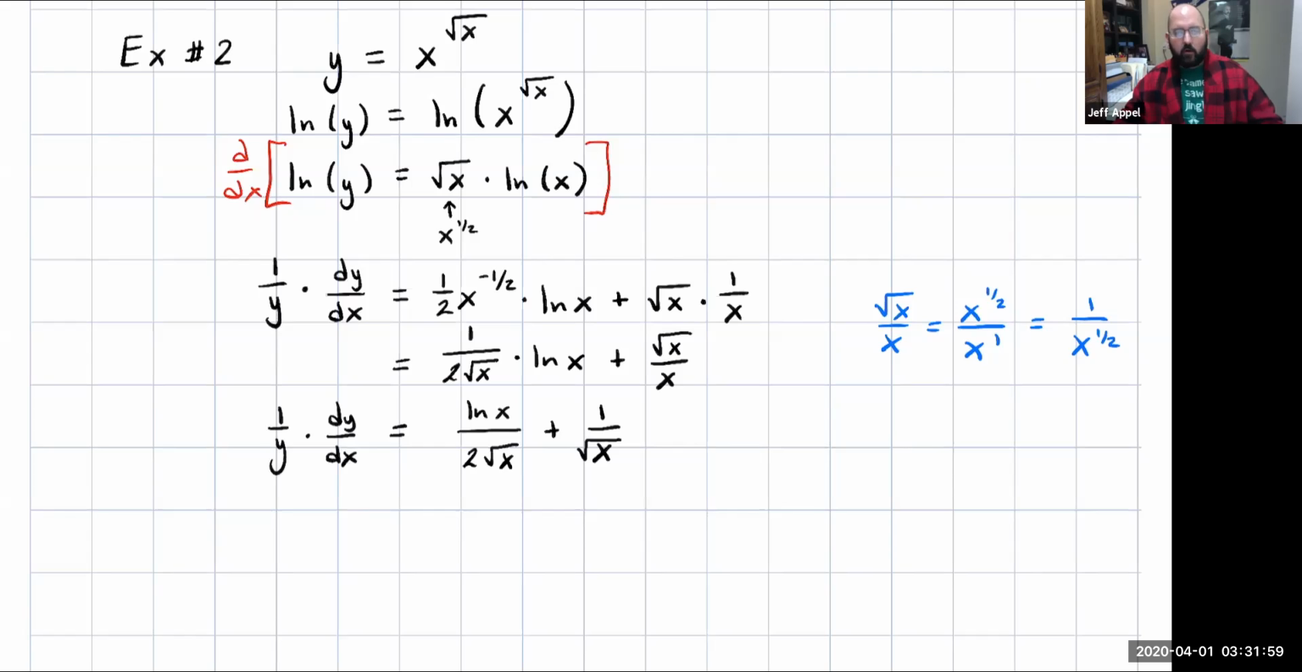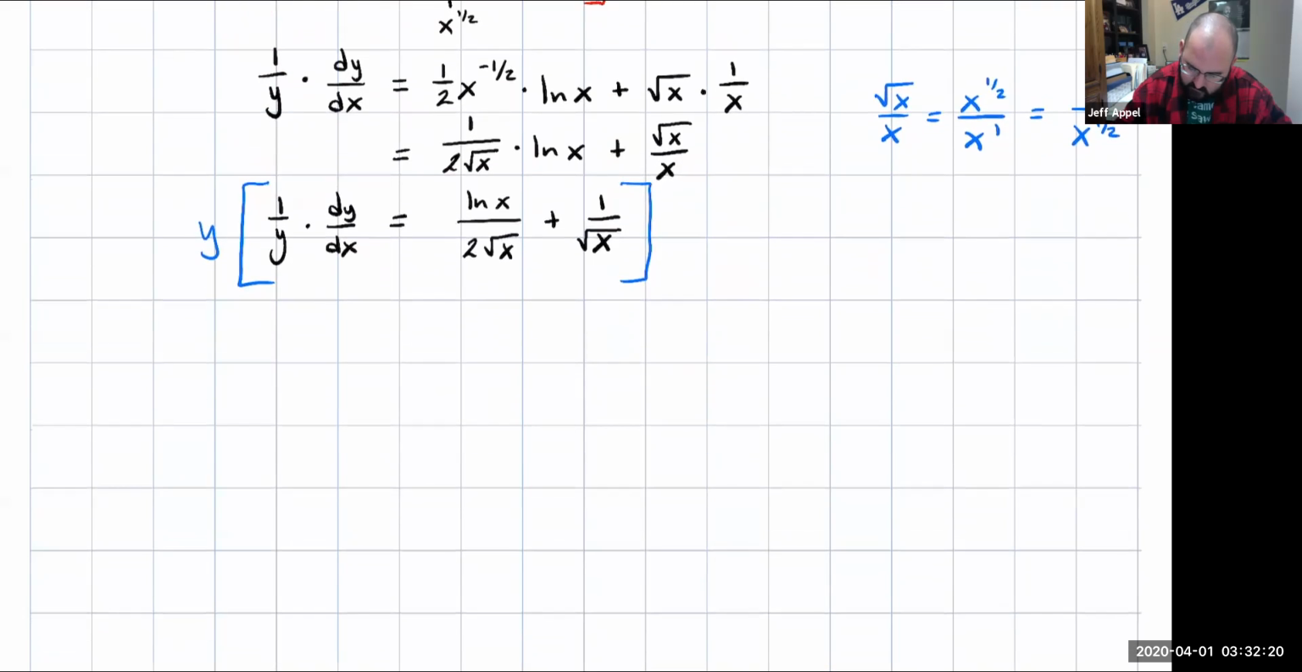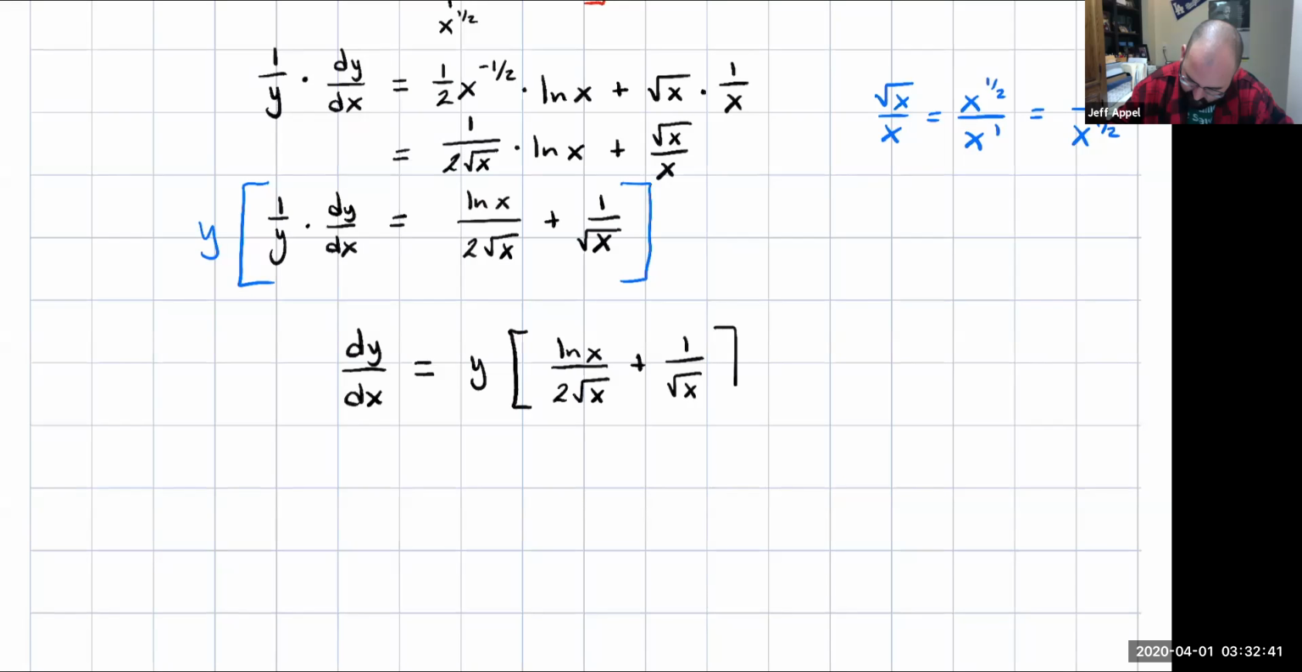Okay, we're almost done. What needs to happen next is, just like we did before, I want to multiply on both sides of my equation by y. That's going to cancel the 1 over y on the left, leaving us with just dy/dx, which is the thing that we're solving for right now. So we're going to get dy/dx on the left. And then on the right side, we're going to get y times everything that was already there. So natural log x over 2 root x plus 1 over the square root of x.